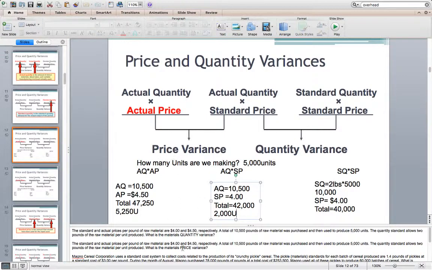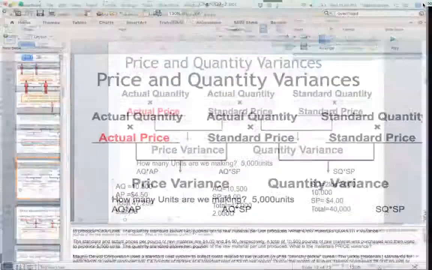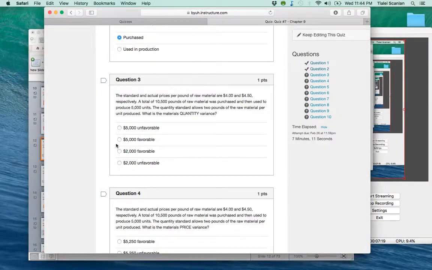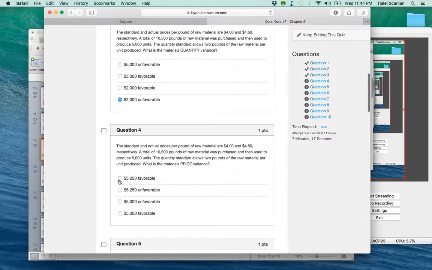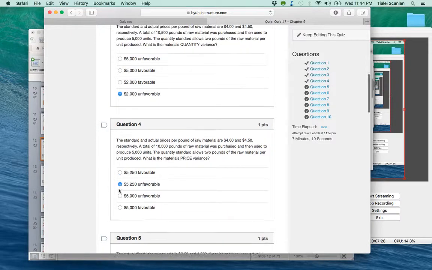So as we can see, this is asking for a quantity variance, and I like to just do the whole problem full out, so you know your quantity variance, and then just read carefully what they want. So they want a quantity variance, so we have a 2,000 unfavorable quantity variance, and the next problem is the exact same question, but asks for a price variance. So a 5,250 unfavorable price variance. So if we look at the quiz again, it was 2,000 unfavorable and 5,250 unfavorable. Oh, sorry, unfavorable. Thank you.